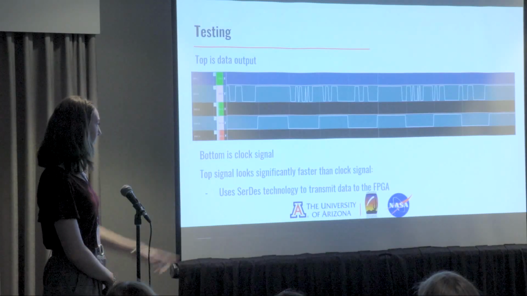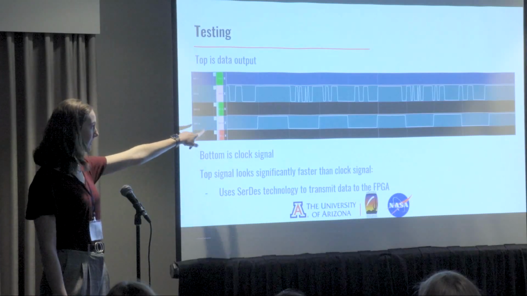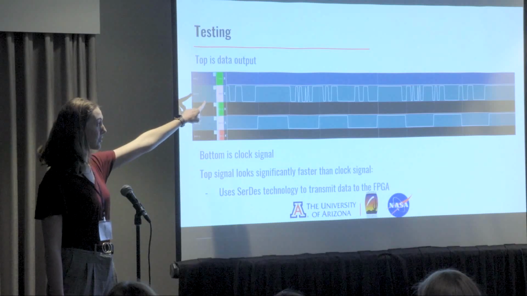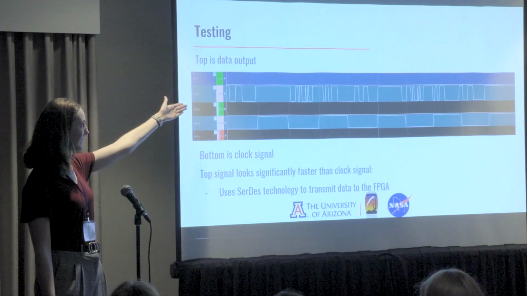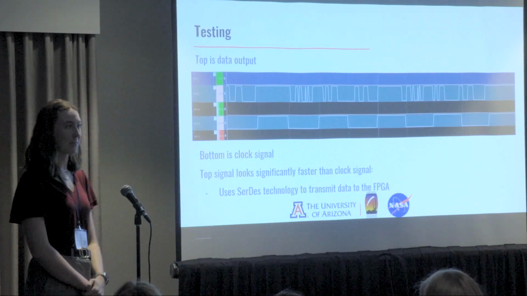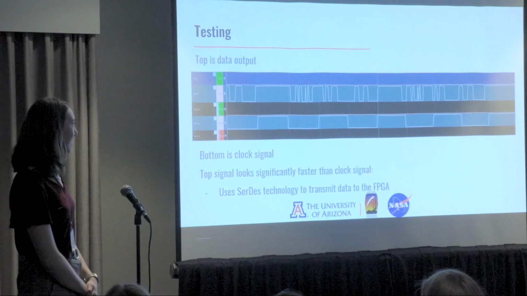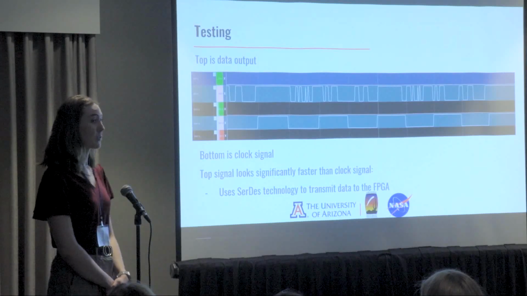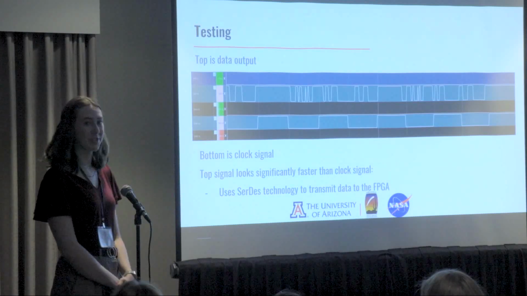If anyone has worked with SerDes before, this is a bottom clock signal. Every time this clock signal is at a maximum is when our top signal should send data back. But if you look at it, we're getting data from our top signal a lot faster than our bottom clock signal. So doing a little bit of research, we figured out that it's because our ADC multiplies our clock signal by 20 in order to transmit data faster, which is pretty cool.